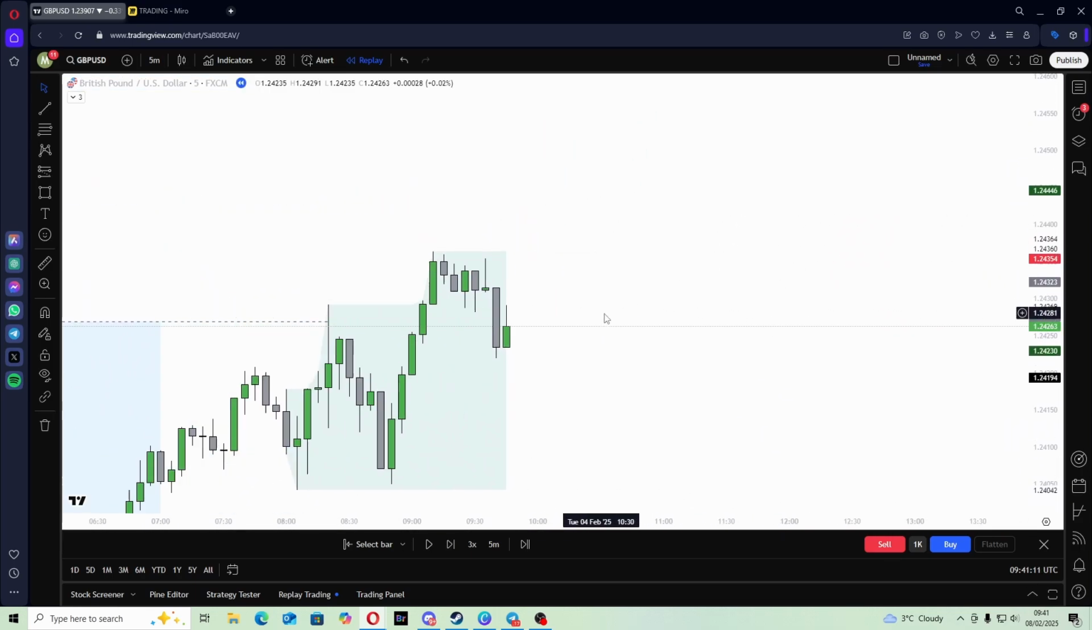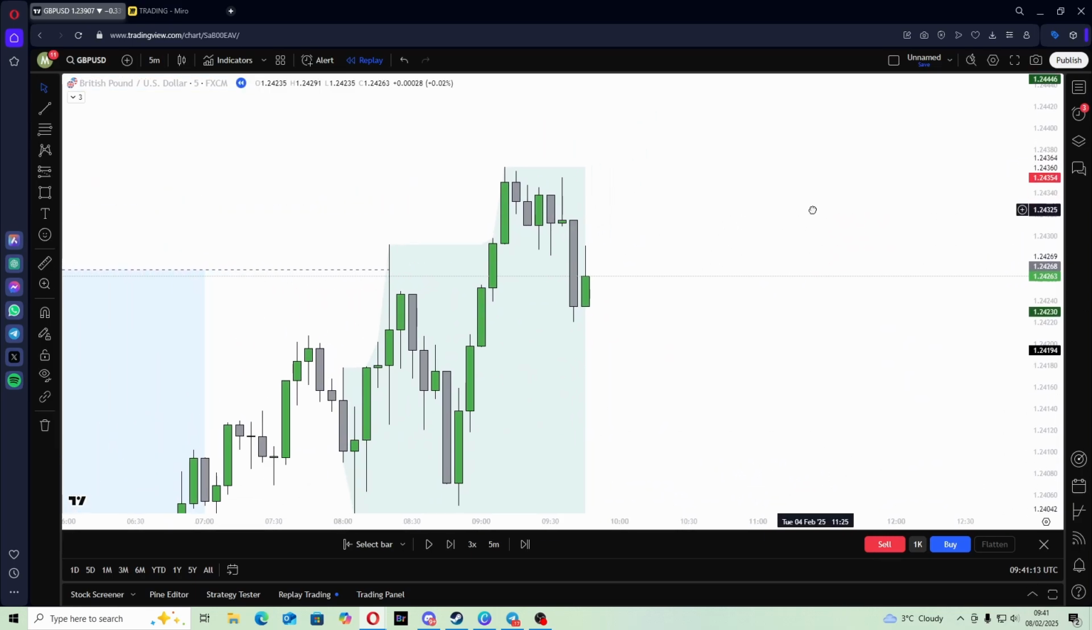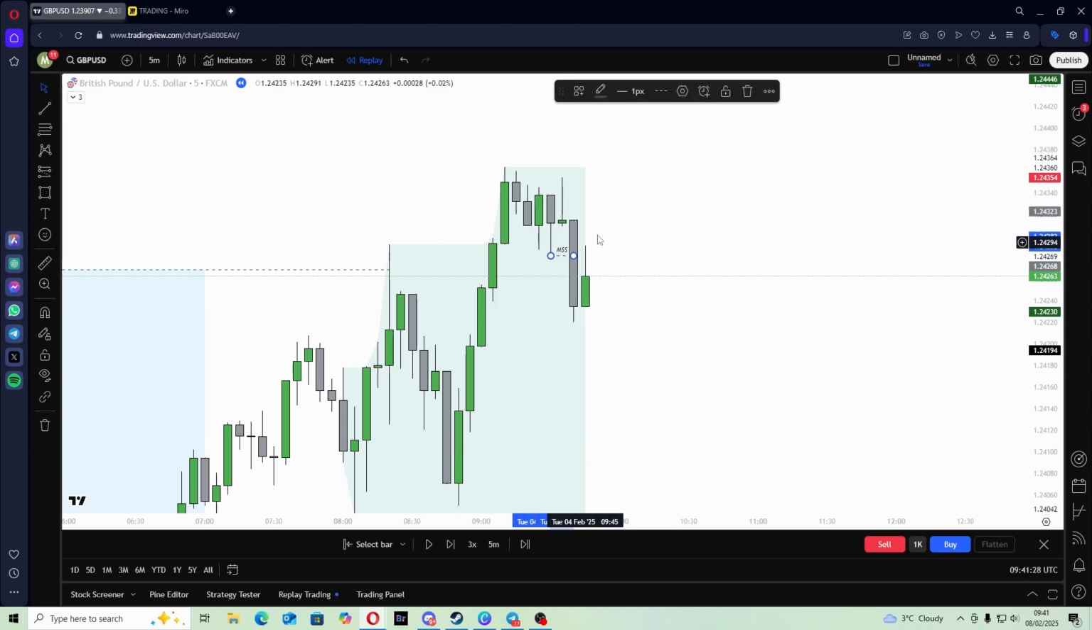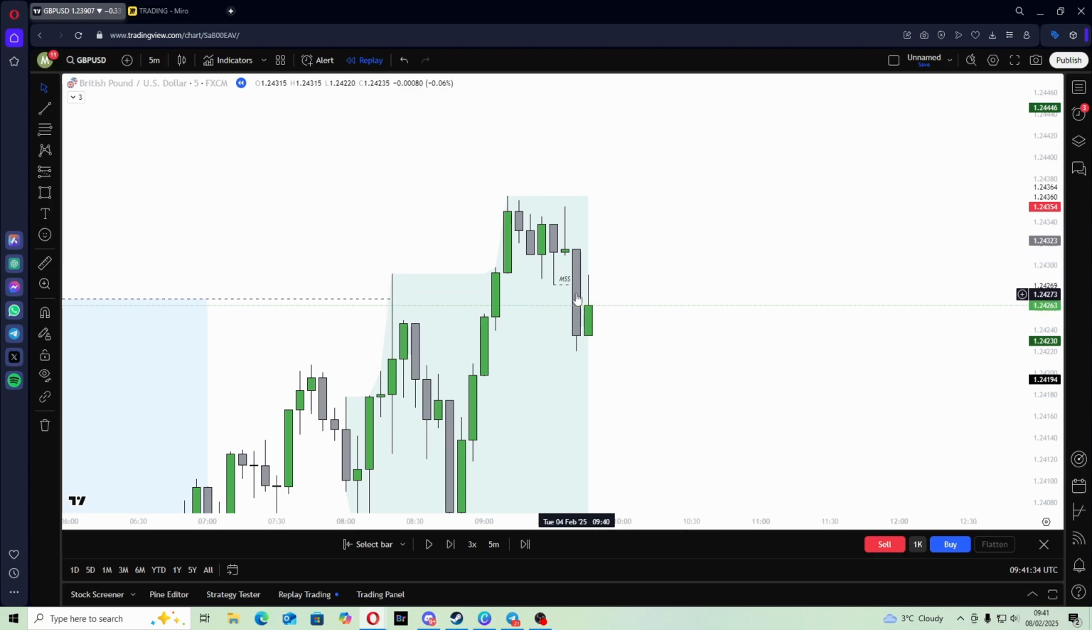Okay, so you can see right here, if I just zoom in a lot for you, this is a fractal low right there, because the candle before it and the candle after it did not go below it. Okay, so this will be our market structure shift. And luckily we actually got an engulfing candlestick too. You can see this candle, from the one before it, the body of it is so large, which makes this an engulfing candlestick.